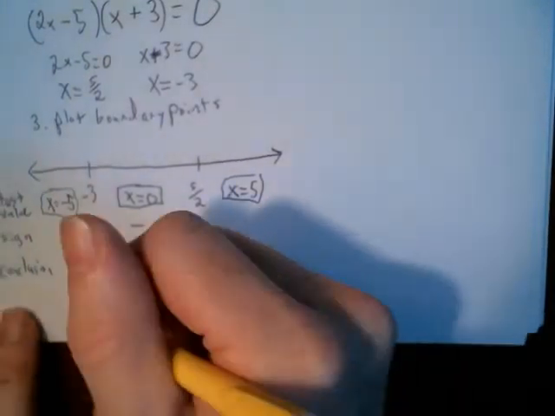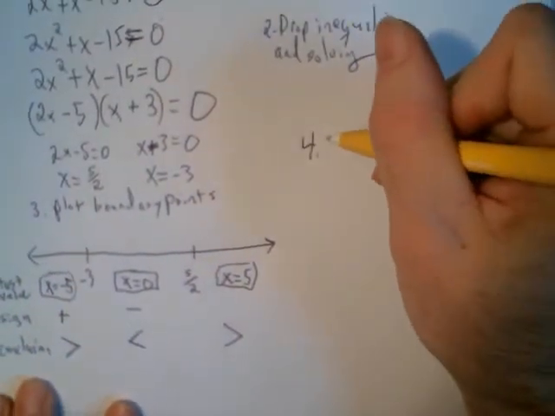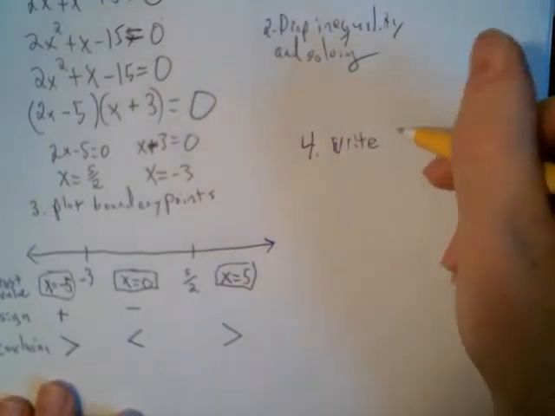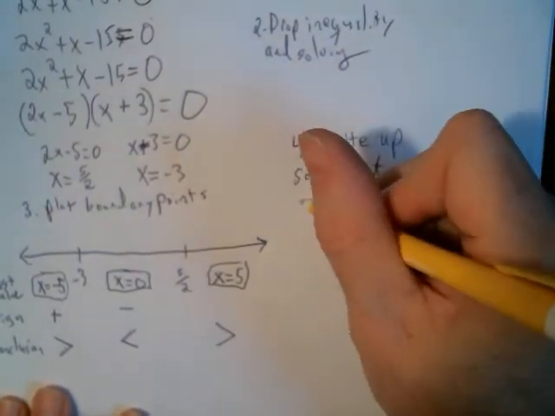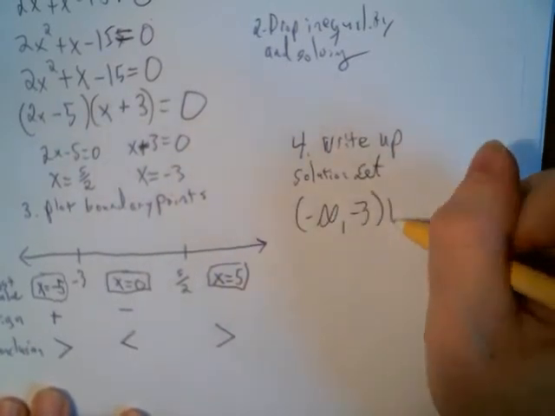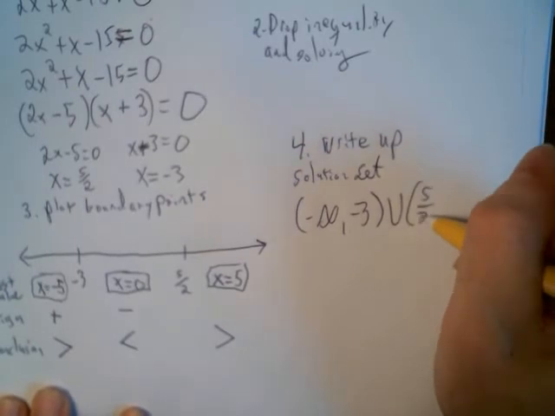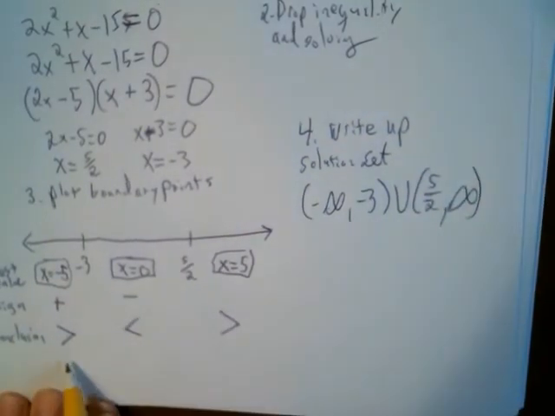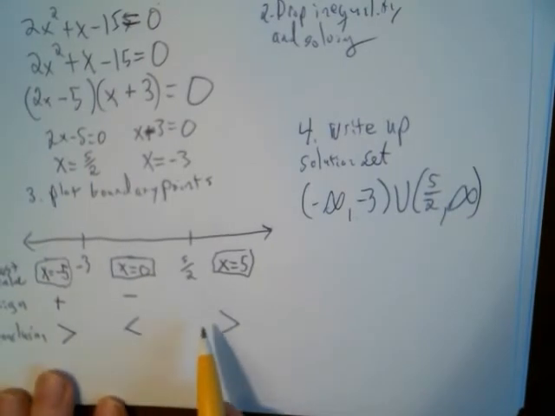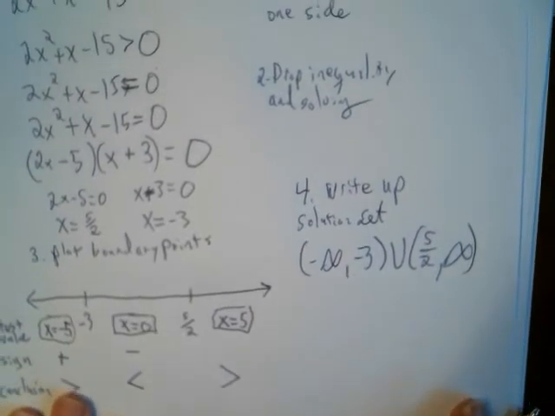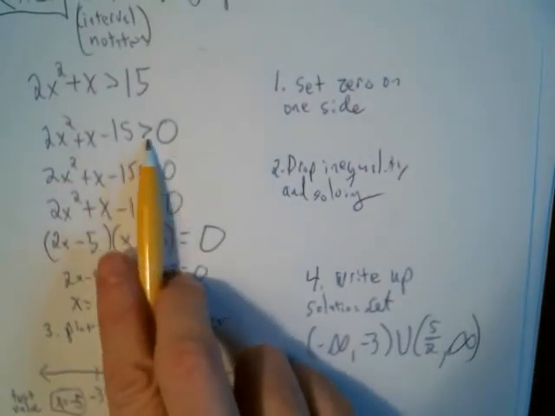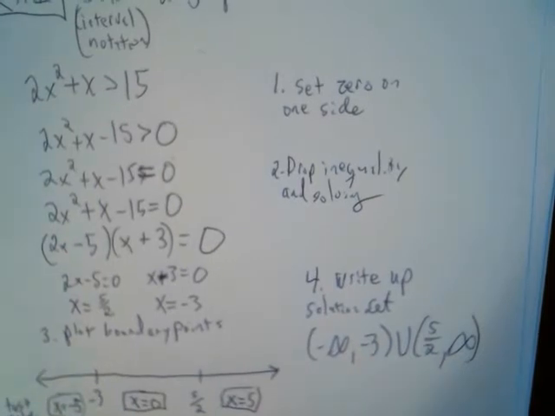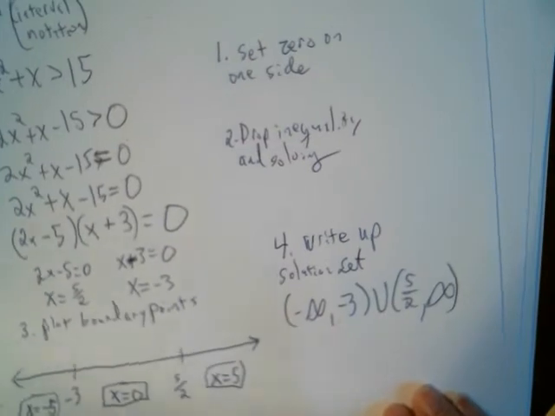Okay? So finally then, in step 4, you're going to write up your solution set in interval notation. So in interval notation, -infinity to -3, and then union it with 5/2 to infinity. So these two intervals are our solution set. Okay. We don't use the bracket because of the type of inequality. If this was greater than or equal to, we would have included the endpoints. Okay. So that's the idea, and the general procedure is there for us.